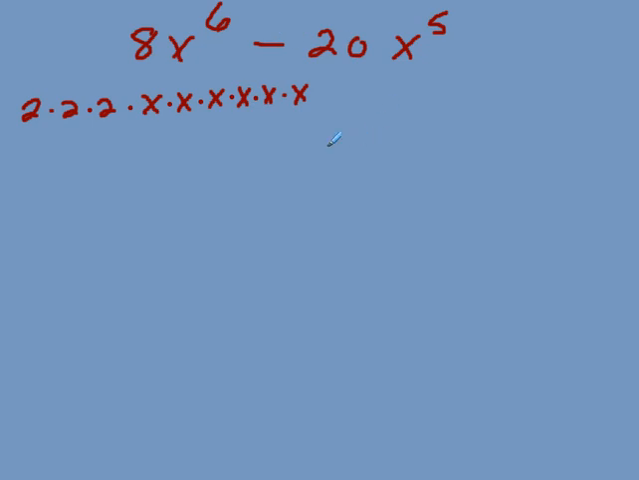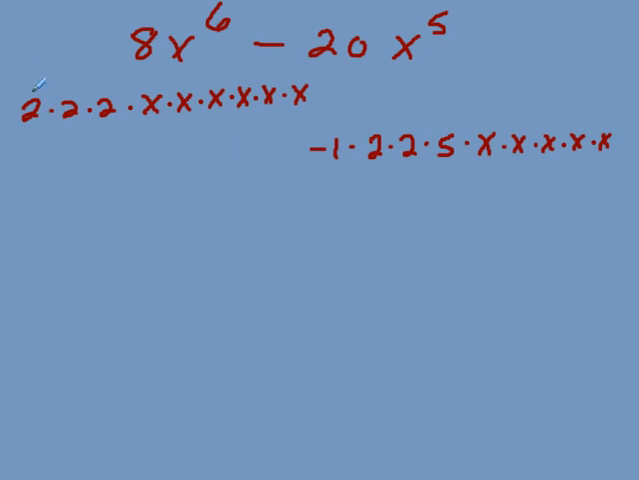Now it's negative 20, so let's first of all put a negative 1 out there to represent the negative. And then what makes up 20? 4 and 5. Well, 4 is not prime, so let's list it 2 times 2. That makes 4 times 5 makes 20. And then x 5 times. 2, 3, 4, 5. Now, let's go through and find out what's common in both groups.